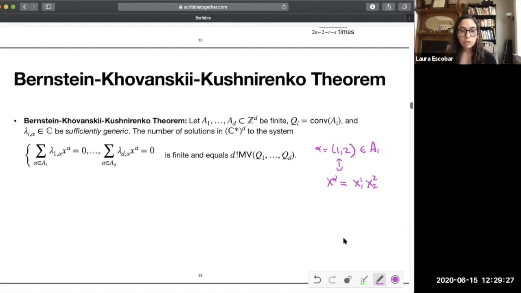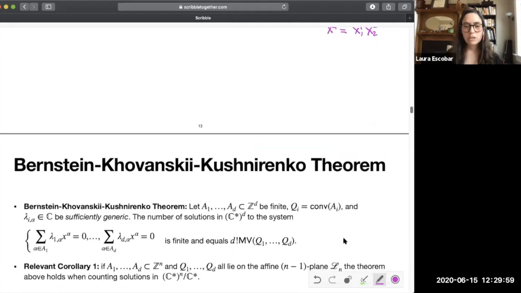That gives you a system of equations. You solve it, and since you pick the equations to be sufficiently generic, the number of solutions is finite, and it is equal to D factorial times a mixed volume. So in this sense, you can use systems of equations to evaluate mixed volumes if you're able to solve them. In general, this can be very difficult, but we will see that for our harmonic polytope, we are able to do that.